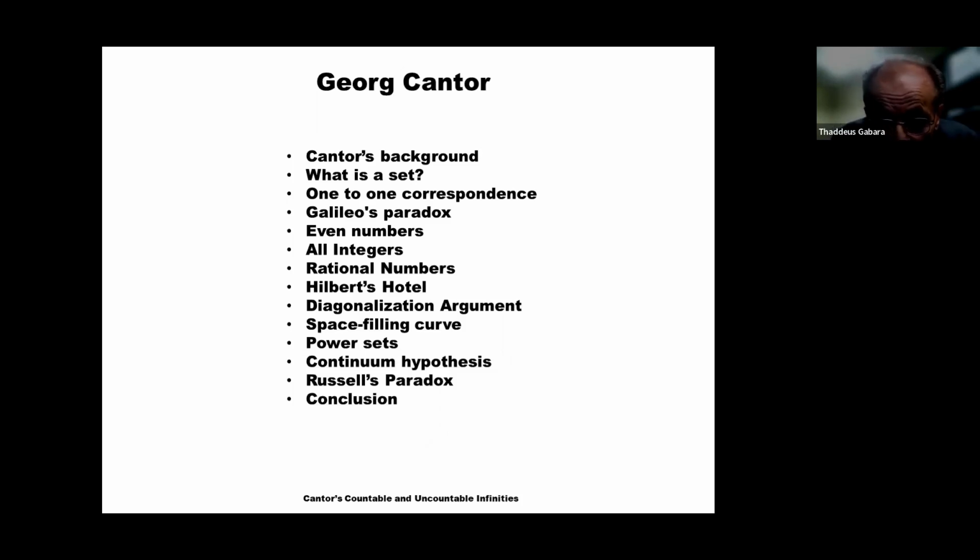And then I'll explain the diagonalization argument invented by Cantor. And this diagonalization argument has been used by Turing as well as Gödel on some of their work. I'll go into space filling curves and then look at power sets, which are subsets of a set. And then we'll take a look at Cantor's continuum hypothesis and Russell's paradox. And then we'll finish off with a conclusion.